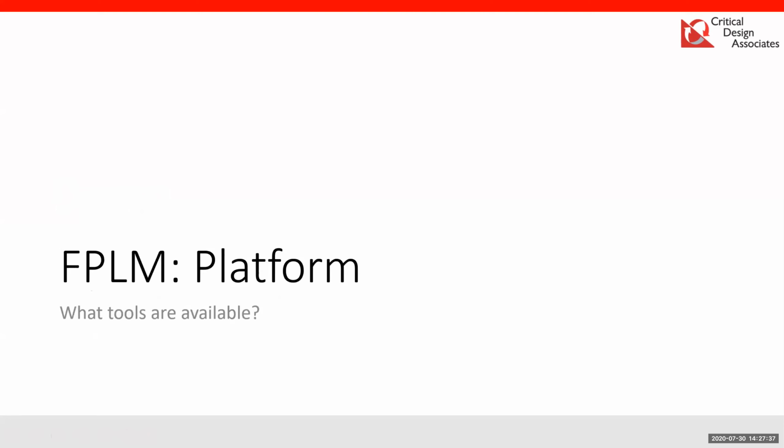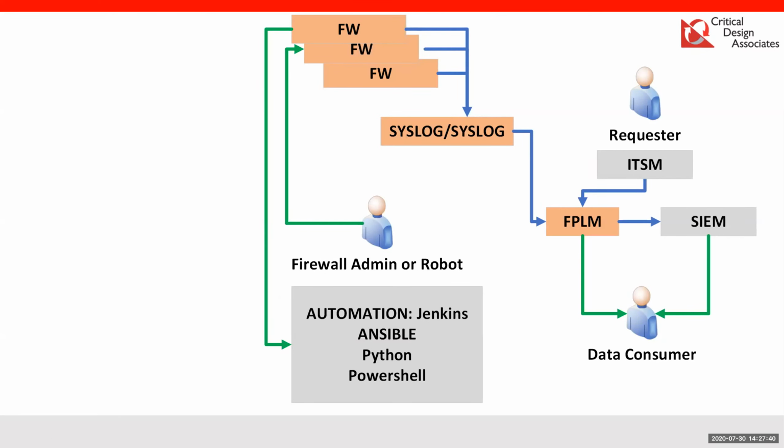Okay, so what tools are available? As you can see here, I clearly have an art degree. We're talking about simple components. You have a requester, they go through an ITSM platform. That ITSM platform, Service Desk, ServiceNow, could be easily integrated with your FPLM program so that that request comes directly to your FPLM platform. From there, the firewall admin or robot, depending on which one you're employing, using automation like Jenkins, Ansible, PowerShell, Python. I could run down the whole list here.